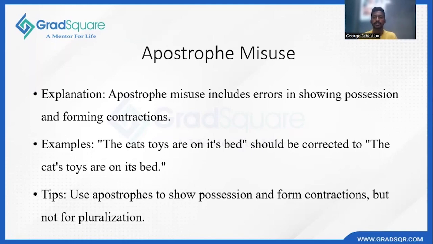So the apostrophe is a very essential thing. This is very essential whenever we are writing essays. We always have to make sure we use apostrophes accurately. If we are not using them accurately, the meaning may change. So in order to show possession, we have to use apostrophes accurately.